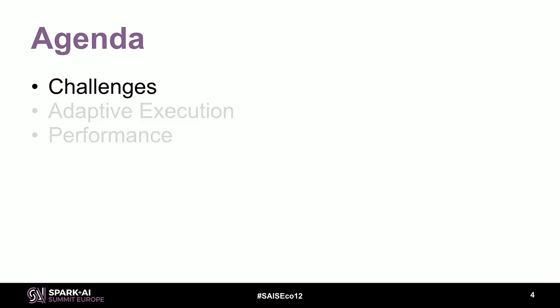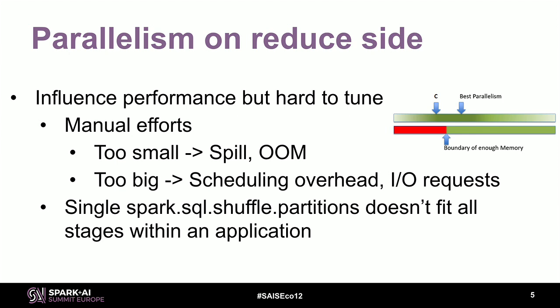The challenges. Number 1, an inappropriate parallelism on the reduce side can degrade your query performance, but it's hard to make it optimal. There are 2 reasons. First, making it optimal requires manual effort. A user has to first know some basic principles of distributed systems, then carefully tune it, maybe for multiple runs.